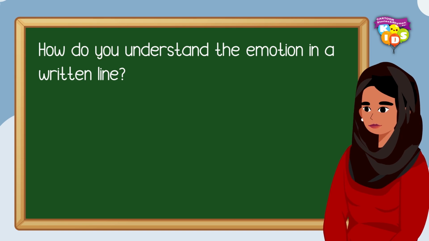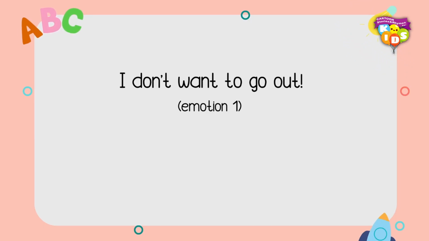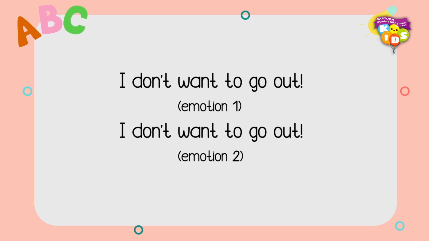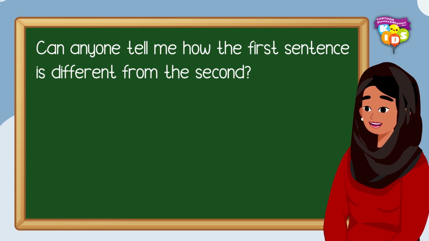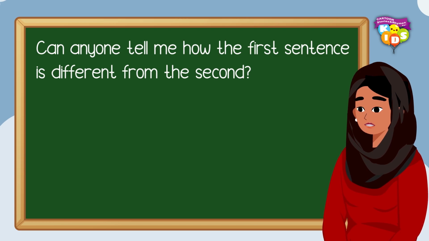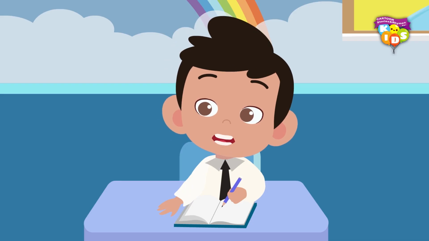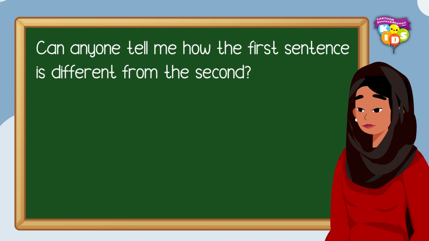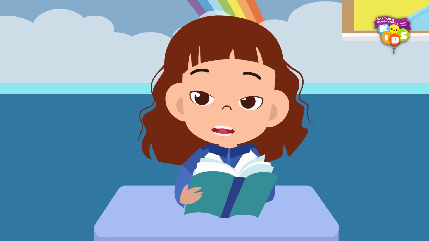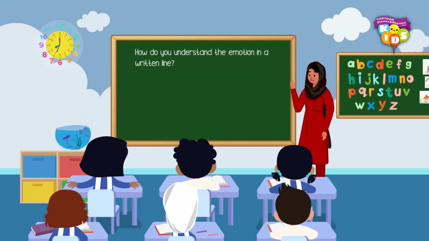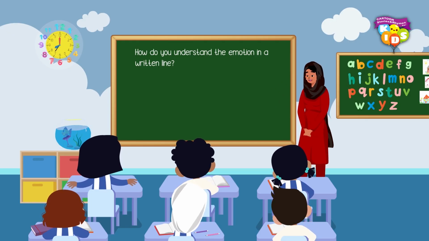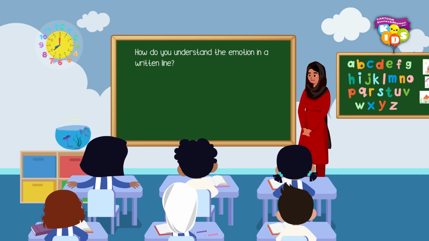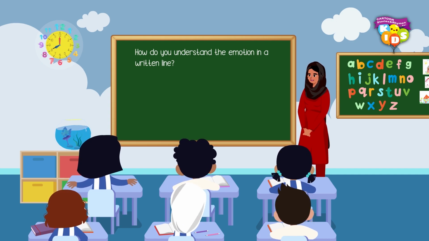Listen closely. I don't want to go out. I don't want to go out. Can anyone tell me how the first sentence is different from the second? The first sentence sounded angry. Good. And the second? What emotion does the second one show? It sounded sad to me. Very good. Going back to the question I asked earlier, how can you understand the emotion in a written line?